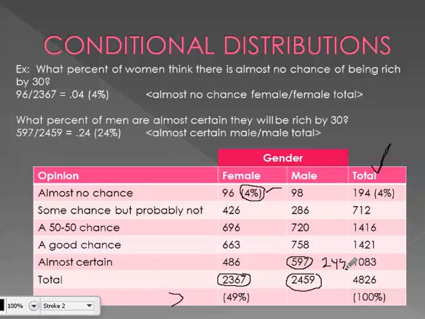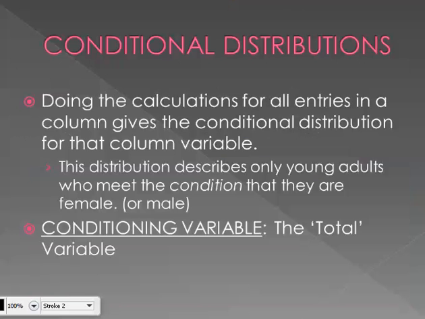Well, we could do the same thing for the women there too, couldn't we? We could take 486 divided by 2367, and we would get 21%. Can we compare those percentages? Sure. That's part of conditional distributions.